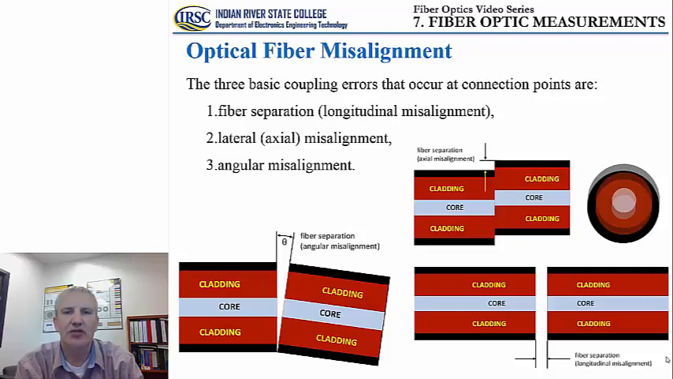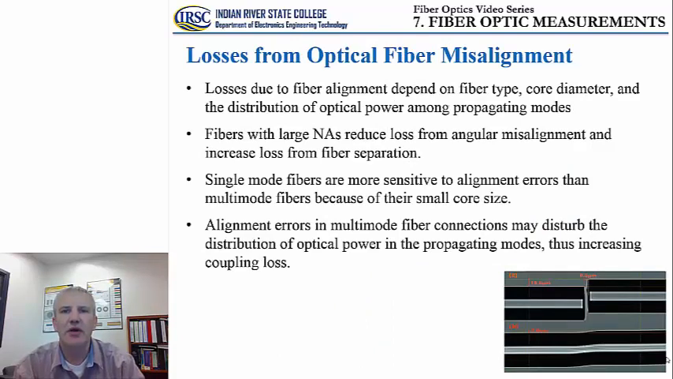Each of these types of misalignments would result in a certain loss of the optical signal, due to the fact that the light would have to go through either an air gap or has to jump from a core into the cladding, which ultimately is going to also, as I said, result in the loss of the optical power. Losses due to fiber alignment depend on the fiber type, core diameter, and the distribution of optical power among propagating modes. So there are different aspects that have to be taken into account. If you're talking about fibers with large numerical apertures, these types of fibers would reduce loss from angular misalignment and on the other side increase the loss from fiber separation.